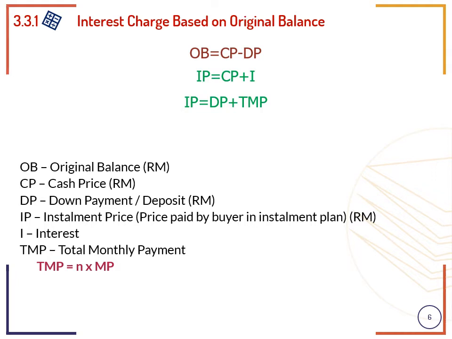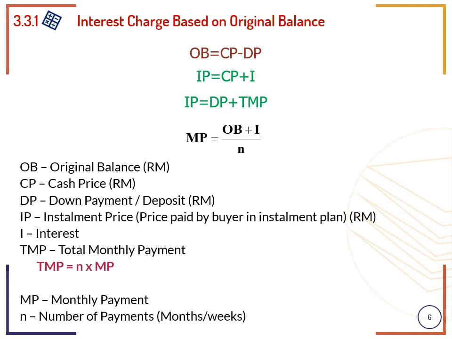The monthly payment can be calculated by dividing the sum of the original balance and interest by the number of installments. That is, monthly payment equals original balance plus total interest, divided by number of payments.